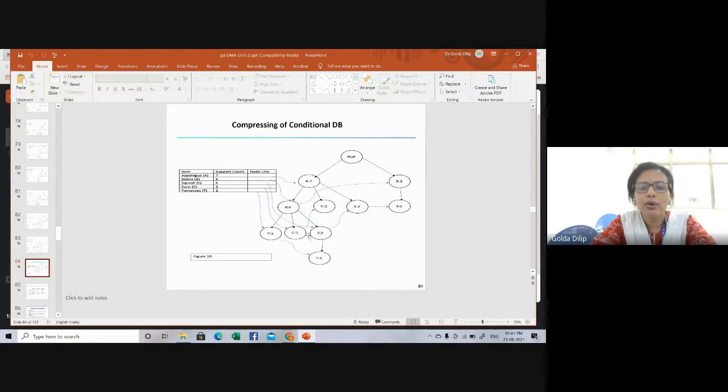Corn is 2. So 1 is here, 1 is here, so 1 plus 1 becomes 2. Tomato is 2. Tomato 1 is here, the link is here, another one is here. So 1 plus 1 is 2.